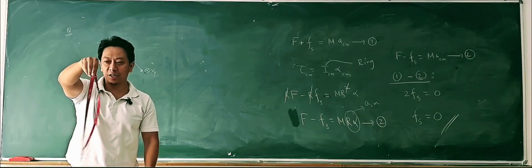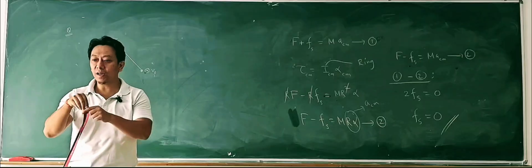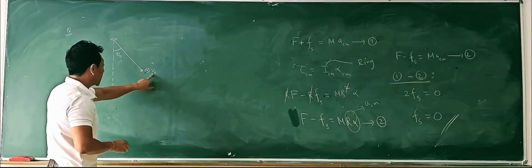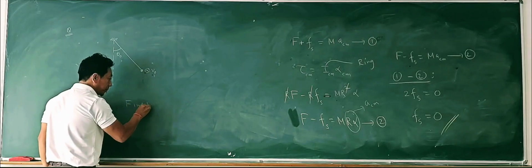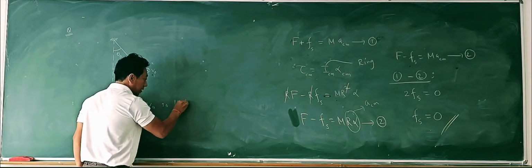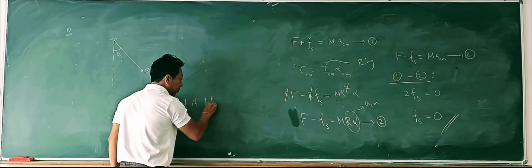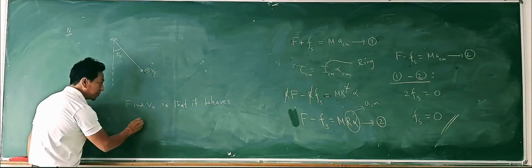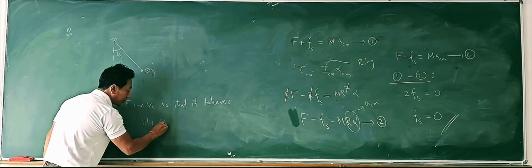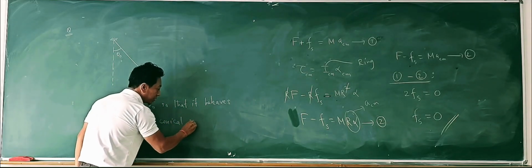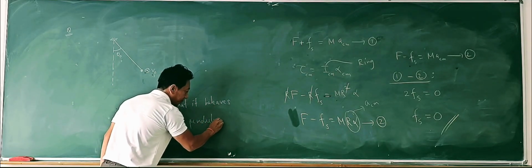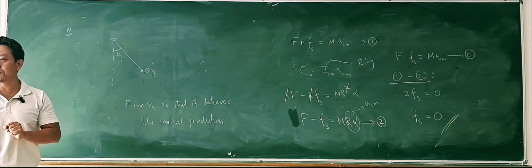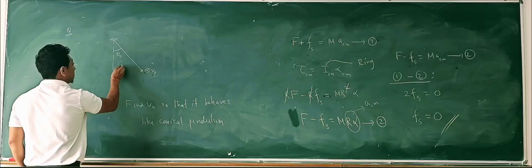But here friction is there, so ultimately it will stop. What angle will it move? Constant angle. Are you understanding? So we want to find the speed, find V naught, so that the pendulum behaves like a conical pendulum. Conical pendulum is a very special case. So there is only one speed at which it will behave that way. That speed we want. So we want it to go something like this.